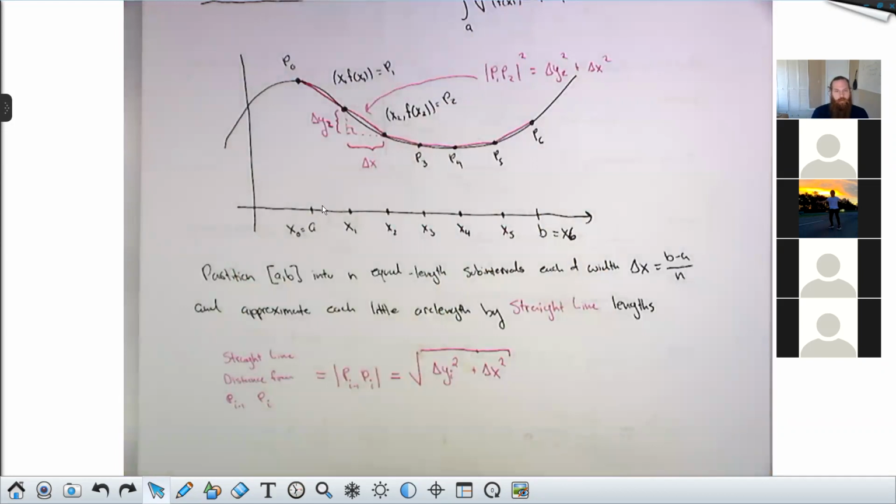And that same recipe works not just for the length of the second one, but for all of these, for the length of the first, second, third, fourth, fifth. In general, the distance from one of these points to the next point is the square root of the change in y squared plus the change in x squared. I could put a little right triangle for each of these and use the Pythagorean theorem on each. So to approximate the total length, I need to add all these up.